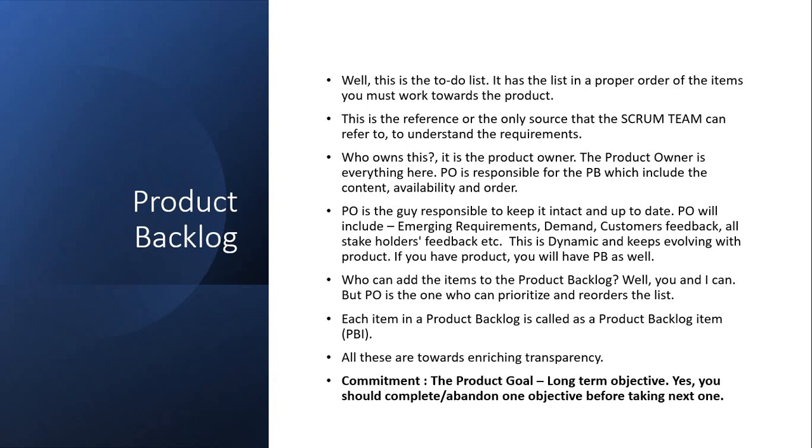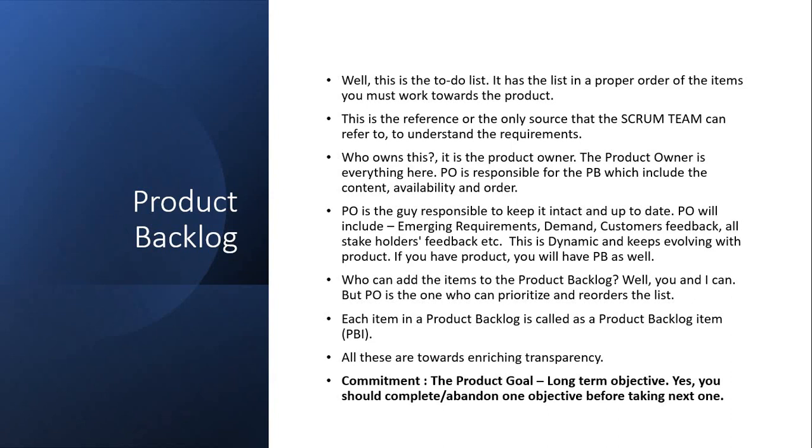There is a commitment which is connected to product backlog. What is the commitment? It is the product goal. The product goal is a long-term objective. Yes, you should complete or abandon whichever is right to do, because some goals may not be completed. Some goals could be unrealistic for somebody to complete. Some goals could have failed for some reasons. So you may have to abandon that objective as well. So you have to complete or abandon one objective in the list before taking the next one.